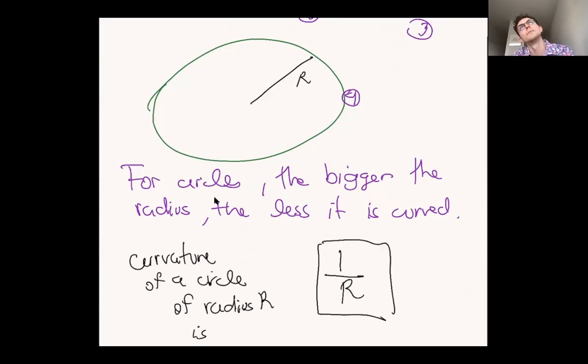So at least, however curvature is defined, it sort of makes sense that this formula is somehow plausible, because it's telling you that bigger circles have smaller curvature. Is that making sense?